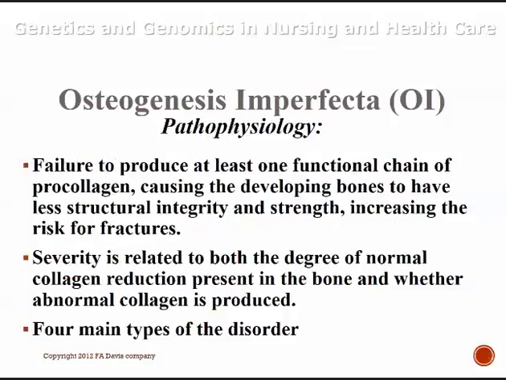The incidence of type 1, which is our most common, is 1 in about 15,000 to 30,000 live births. The pathophysiology of osteogenesis imperfecta, or OI, is the failure to produce at least one functional chain of procollagen. As we talked about earlier, procollagen is what we need in order to make collagen, which causes the developing bones to have less structural integrity, therefore less strength, and therefore increasing risk of fracture.